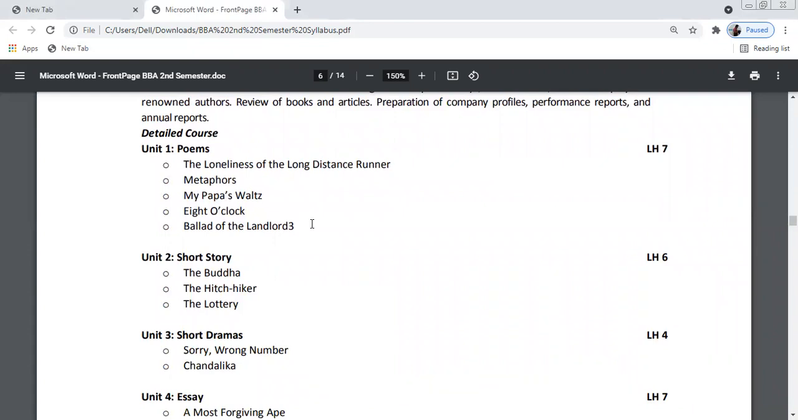Then unit second is about short stories. Under the short stories, students have to learn The Buddha, The Hitchhiker, The Lottery. 3 short stories are there. Then unit third is about short drama. Under the short drama, students have to learn 2 dramas. And the next one is Tandalika.